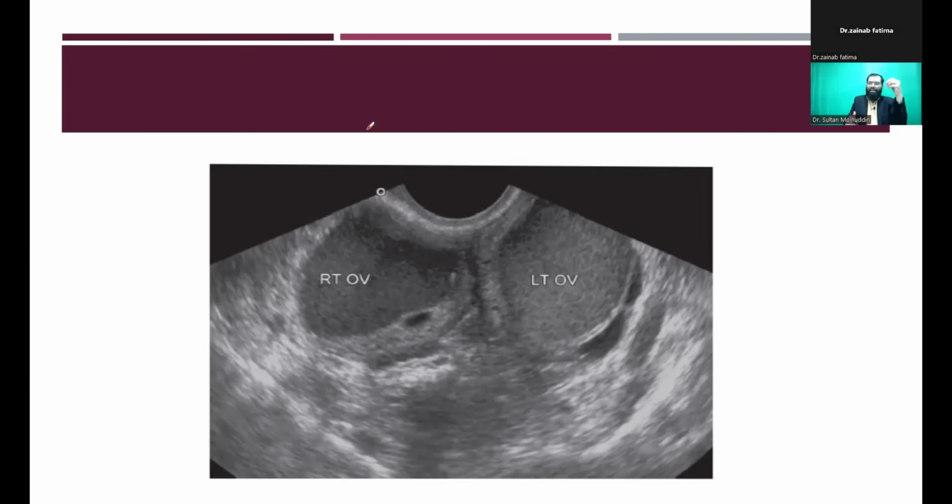So this is classic. Normally you see that ovaries are separate. But here what you are finding is that this is one ovary. This is the second ovary. They are stuck to each other. So this is called kissing ovaries, which is classically seen in case of endometriosis.